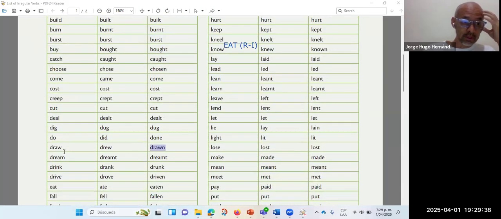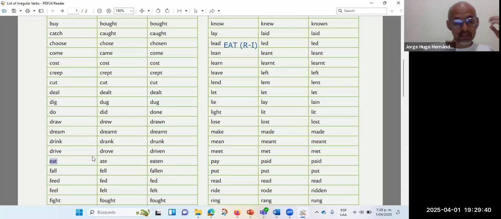Uno viene y lo busca. In this case, eat. Here it is. En este caso, acá está. Si está en el listado, quiere decir que es un verbo irregular y el listado nos dice cómo queda en pasado. Ate. ¿Sí?